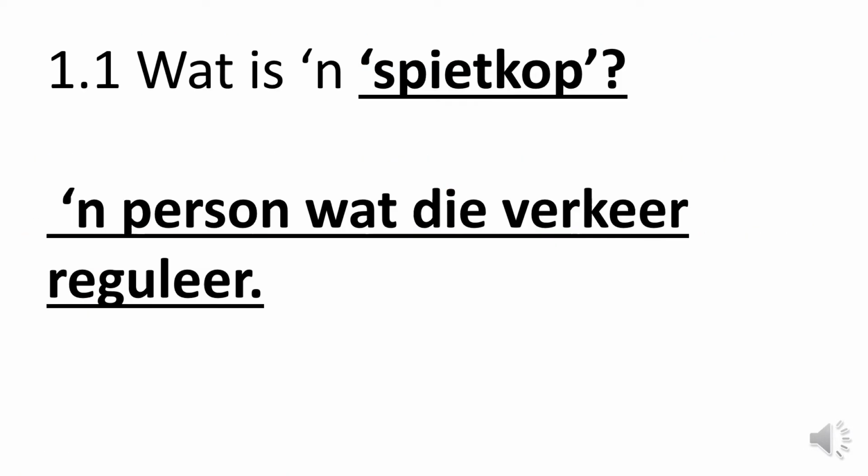Okay, so in actual fact, a speedkop is a person who regulates the traffic. Okay, a persoon wat die verkeer reguleer. Okay, so verkeer is traffic, and reguleer is regulate. Regulate the traffic. But you could have also said it's someone who bespied jou lisensie. Okay, so they look after your license. Speedkop is a traffic officer.